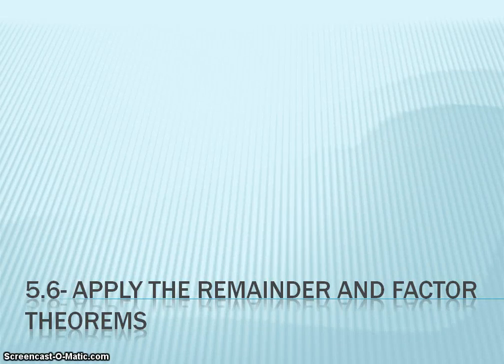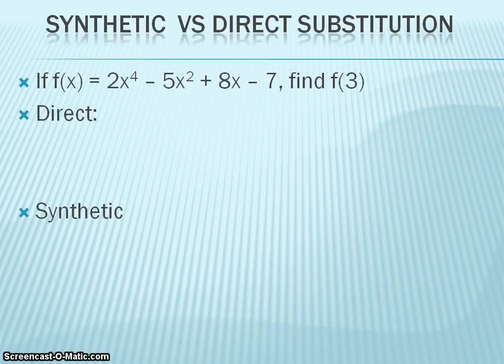Everyone, thanks for joining. So 5-6 in our book talks about applying the remainder and factor theorems. We're going to see that synthetic division that we saw before in a slightly different fashion, as well as seeing how if they tell us one of the roots or one of the factors, how we can use that to determine what our other roots or other factors are.